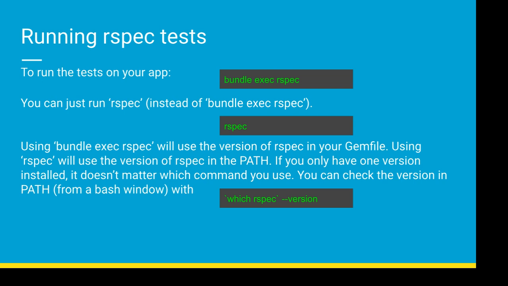So you can either run bundle exec RSpec or you can just run RSpec. And the difference is that if you've got a different version of RSpec specified in your Gemfile than you have installed globally in your system, bundle exec RSpec is going to use the one that's specified in your Gemfile. For you guys it should be the same one, so you can just run RSpec. Okay, so that's the difference between doing the two.